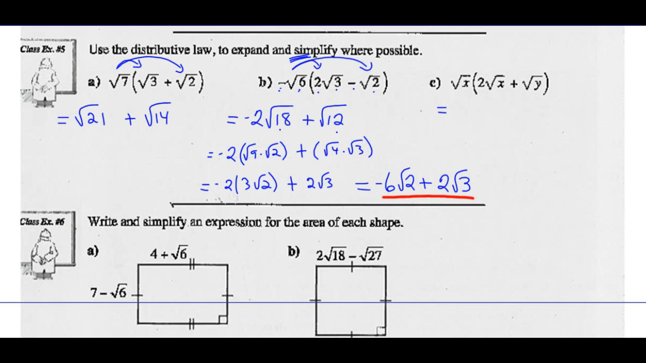And let's finish part C. Radical x times 2 radical x. Well, I take my coefficients. 1 times 2 is 2, and radical x times radical x will be radical x squared. Actually, before we move on to this one, let's just look at something here.